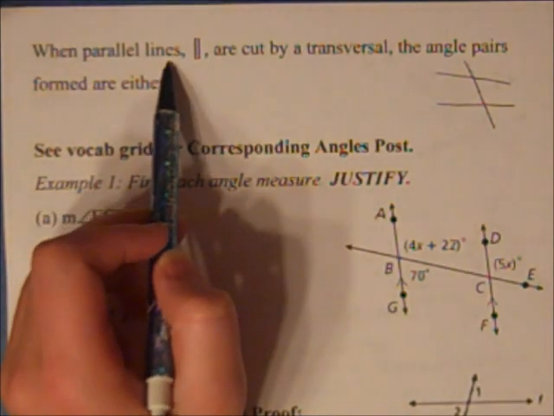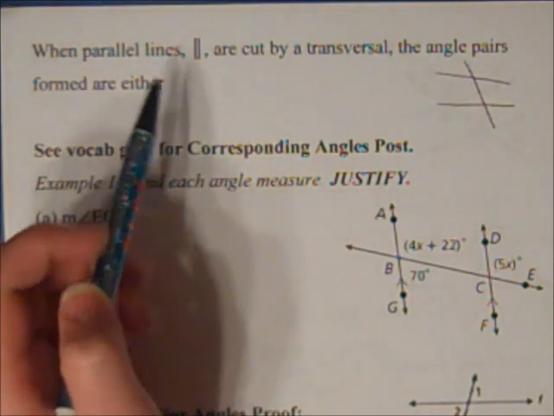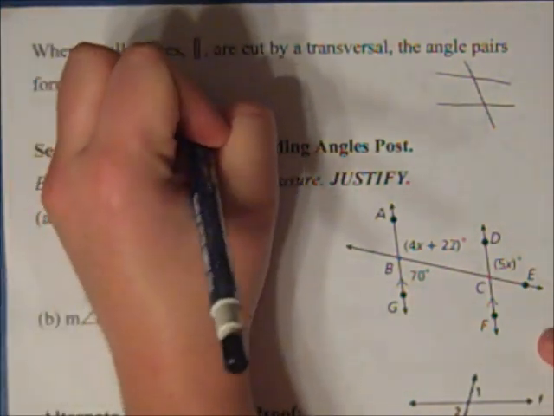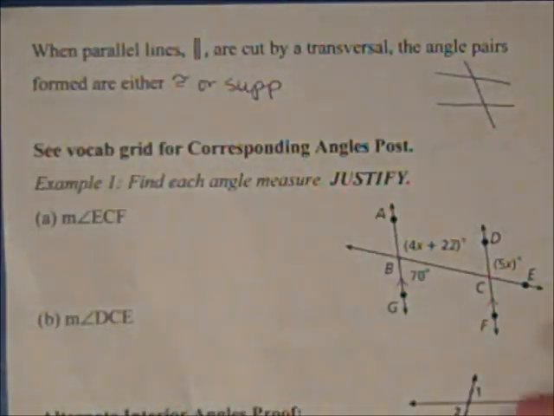When they are parallel and they're cut by a transversal, then all those angle pairs we talked about are either going to be congruent or they're going to be supplementary. And we'll learn which ones are which as we go throughout the notes.